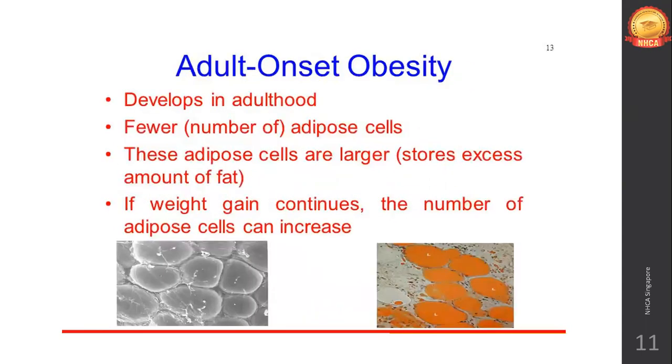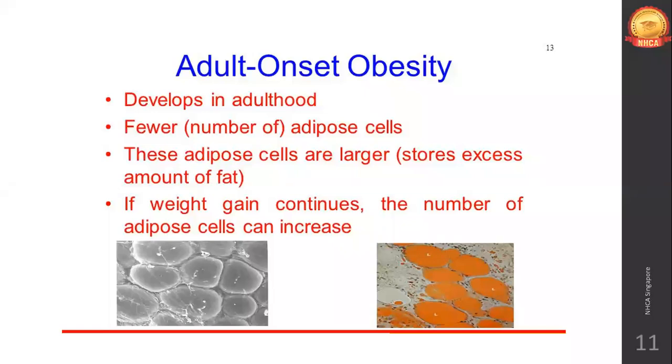Next, coming to adult onset obesity, from the name itself, it develops only in adulthood. Specifically, it is your middle age. Okay, after your 30s, between 30s to 50s. That's considered as middle age. Okay, so adult onset obesity usually will trick you in these age groups.